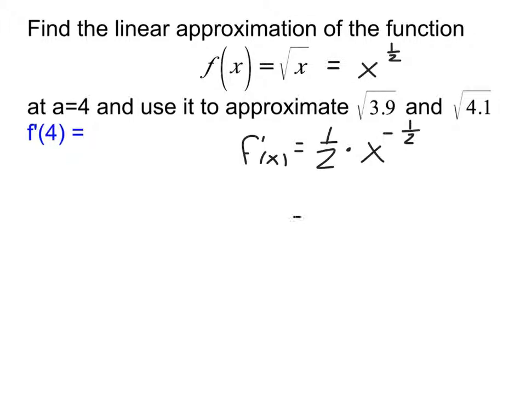And then, let's just clean that up a little bit. Remember, that is 1 over 2 root x. So that's my derivative. So if I want to know what f prime of 4 is, I plug the 4 in there. So it's going to be 1 over 2 root 4.